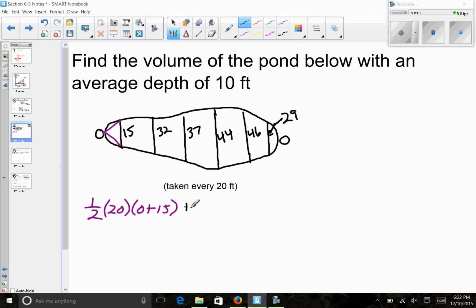And then if I move on to the next trapezoid, that's between the 15 and the 32. The height is again 20 feet, and then times 1/2 times the sum of the two bases. And I can keep going through with each of these intervals here. I'm just going to write out all of our areas here.